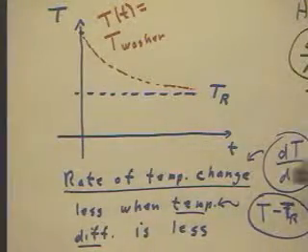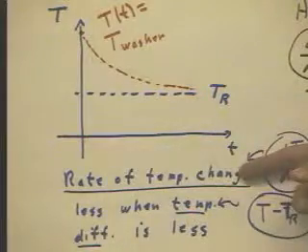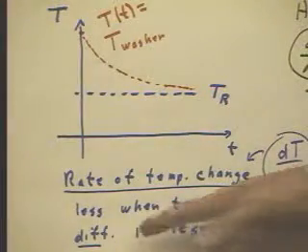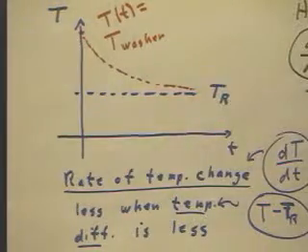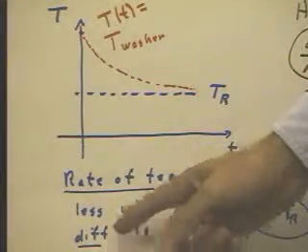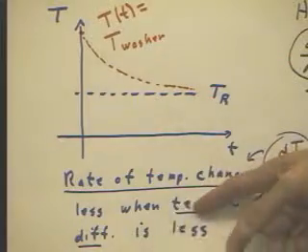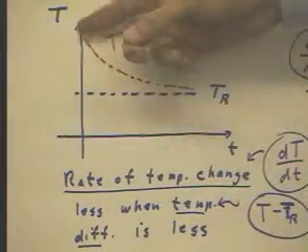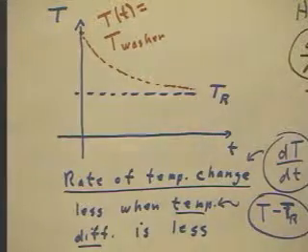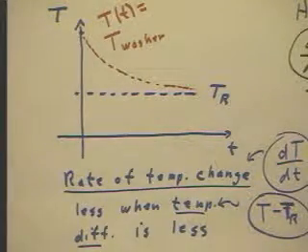Okay, again, we're talking about the rate at which temperature changes being related to temperature difference, the difference between room temperature and washer temperature. The closer the washer gets to room temperature, the less the temperature difference is, and the less we expect the rate of change to be. And our graph, with its decreasing slope, represents that fact.